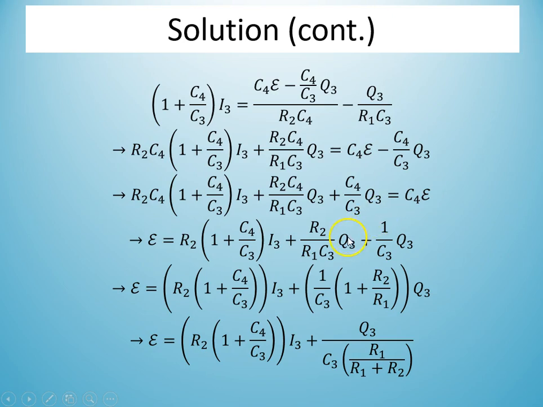So now, notice there's a Q3 right here and a Q3 right there. Oh, we can just factor that out. So what do we have here? We have E equals stuff times I3 plus Q3 over stuff. I went from this step to this step because remember the potential difference across a capacitor is charge per unit capacitance, so to speak, because capacitance is charge per unit voltage.